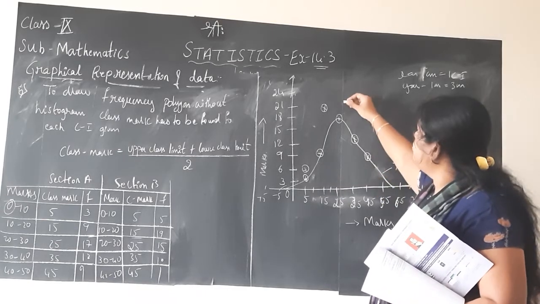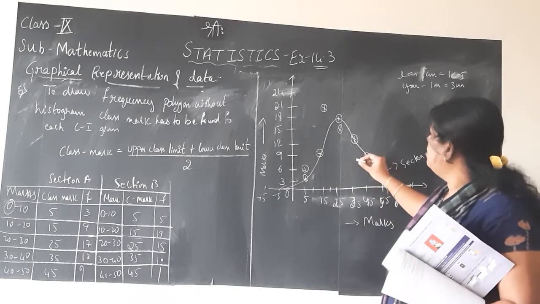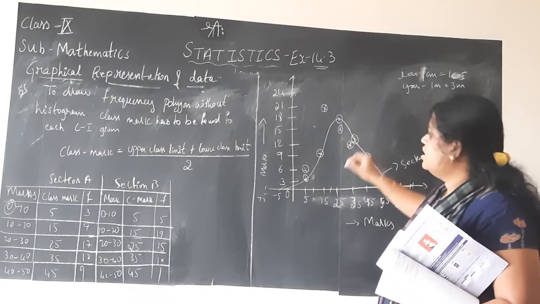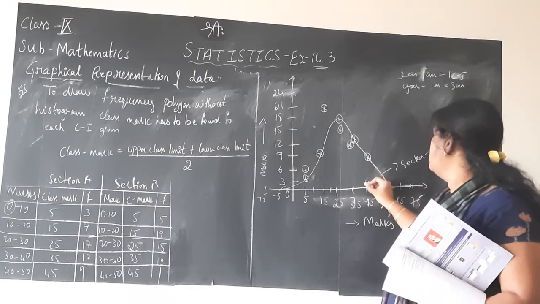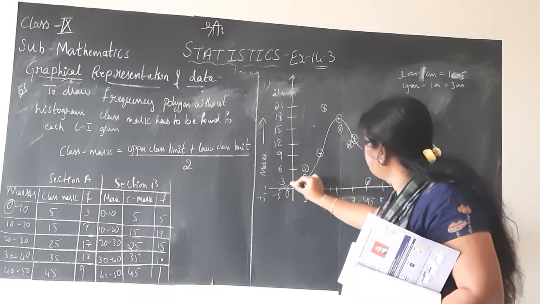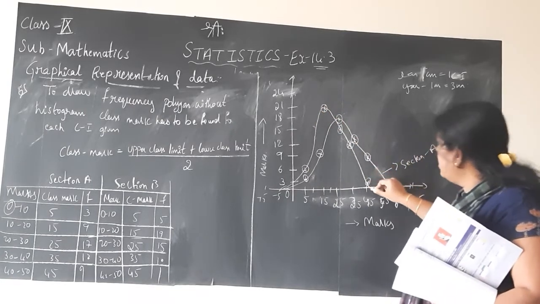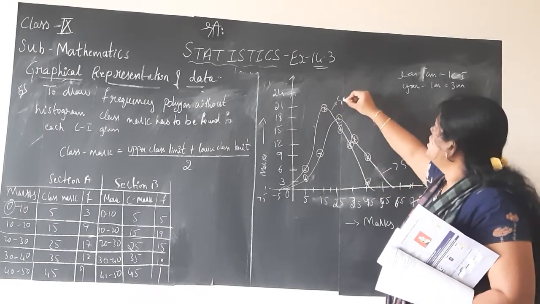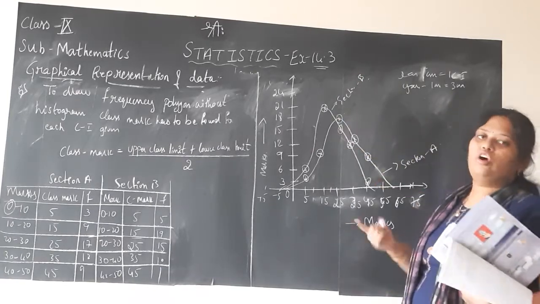25 it is 15. Here it is. 35 it is 10. 45 it is 1. So again from the negative axis I will change. It goes like this, comes here, ends here. This is for section B. You do one with pencil and one with pen, blue or black only.